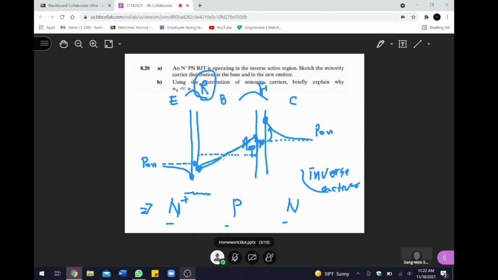Professor, you see this depletion region here? You say one is bigger than the other one, right? Yes. In this case, the biggest one is going to be this one between the emitter and base, right? And then the smaller one is the base collector, right?